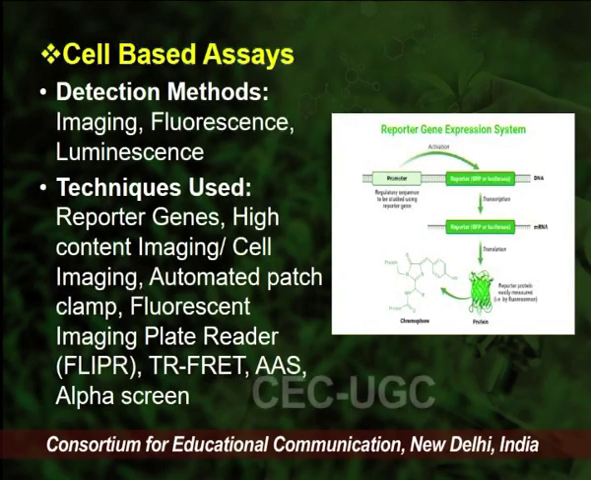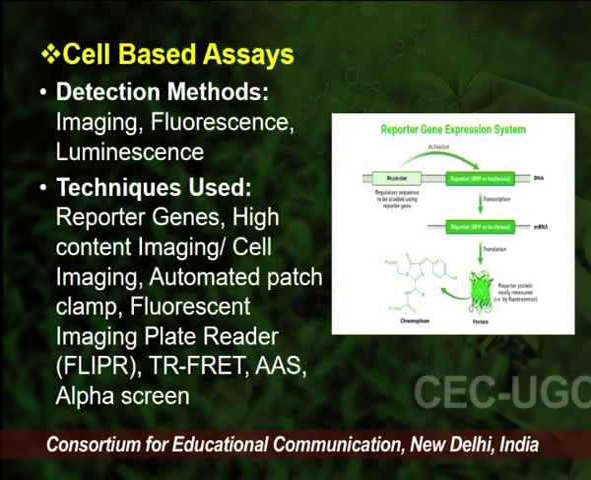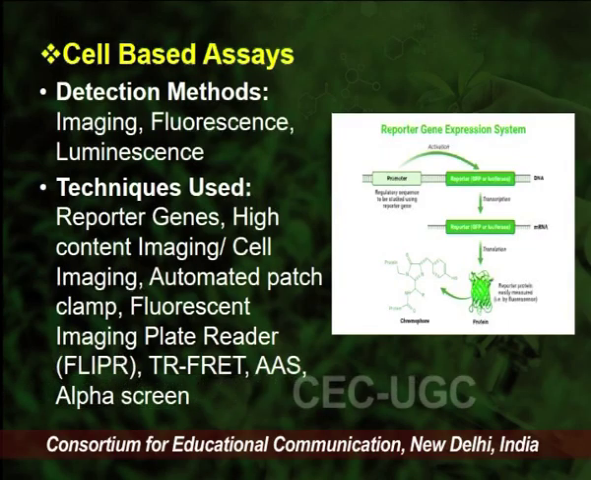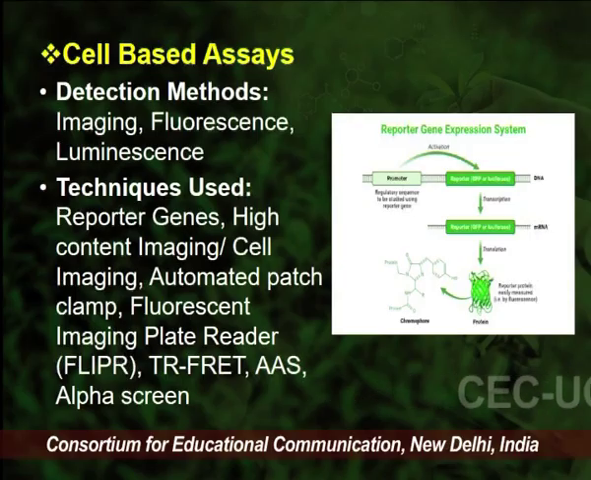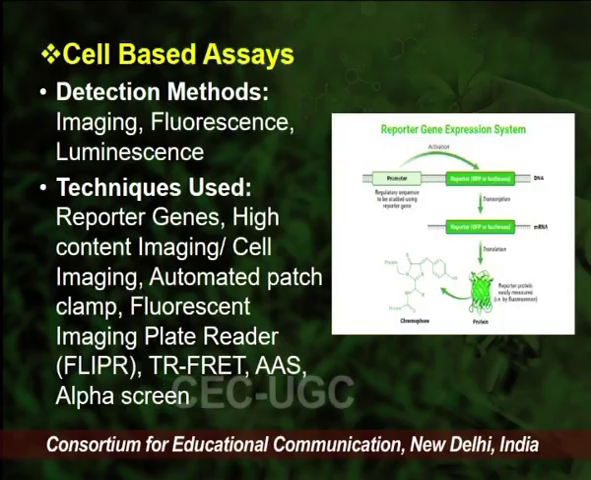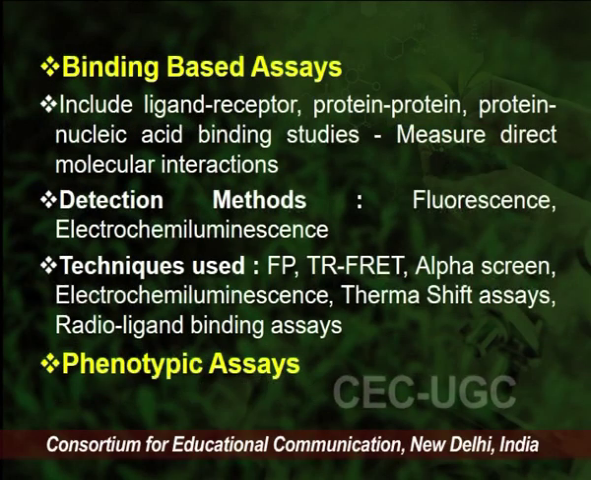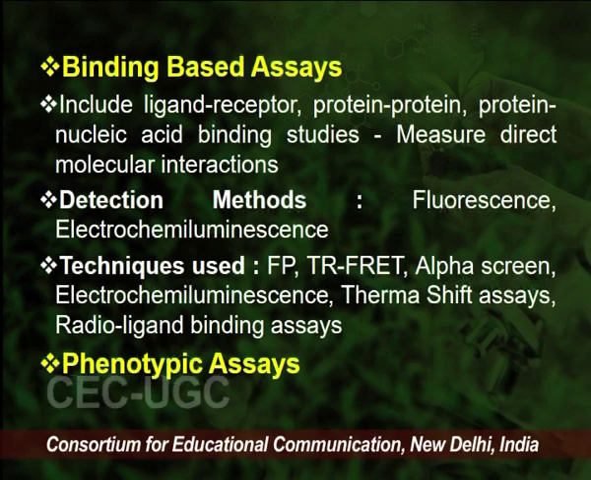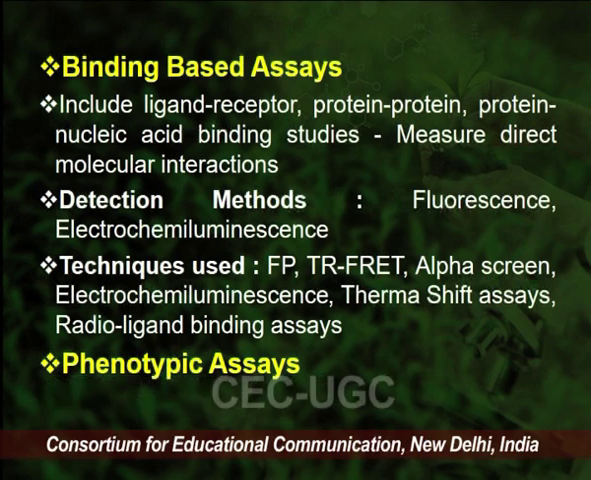Then various techniques that are used to screen the drugs using cell based assays are reporter gene assays, then high content imaging we have discussed, then automated patch clamp, fluorescent image plate readers, TR FRET, atomic absorption spectrophotometry and alpha screen assays. If we talk about binding based assays, which largely deal with the binding of drug molecule to the receptor, protein binding, protein nucleic acid binding and so on and so forth.